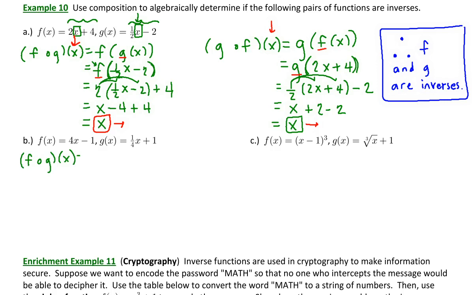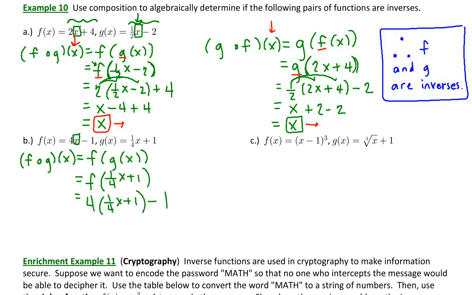f composed with g of x. That is f of g of x. So I'm going to replace g of x with its rule, 1/4 x plus 1. Then we're going to take that argument to the function f and plug it in for the variable. So we have 4 times (1/4 x plus 1) minus 1.